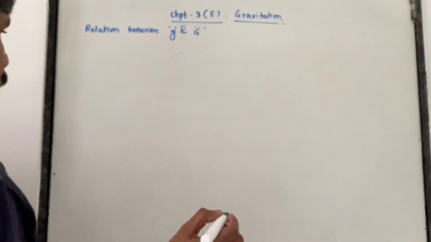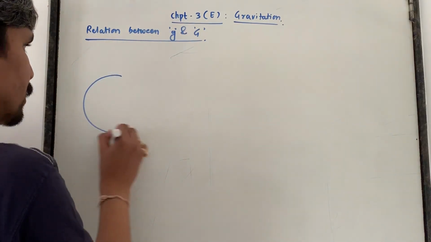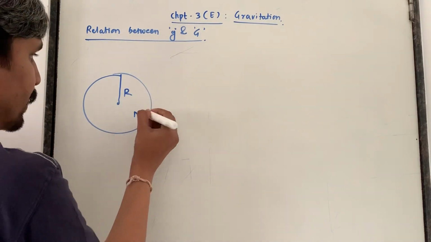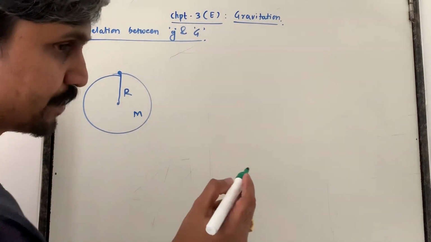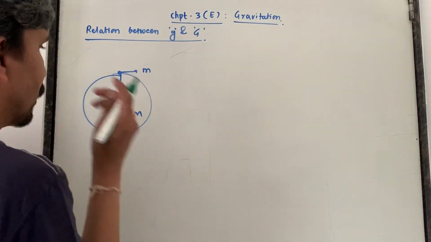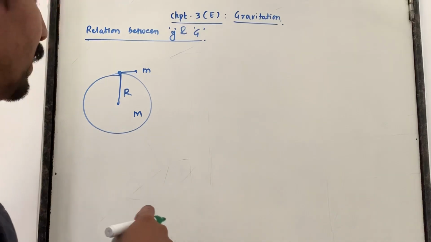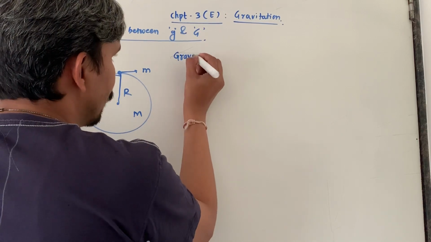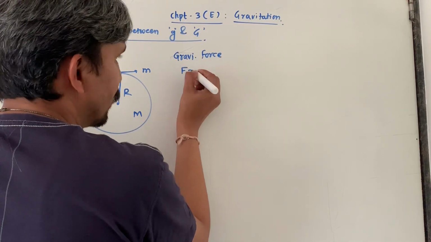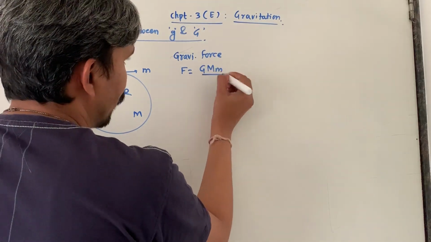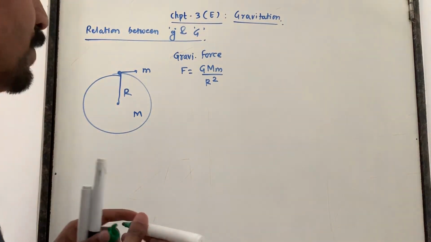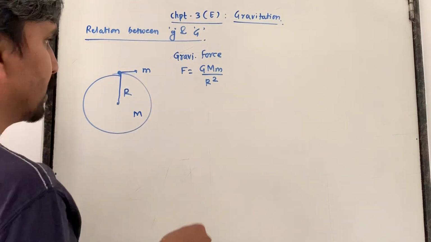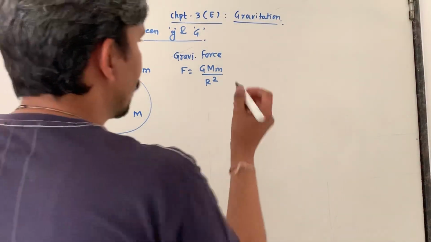Check. Consider a body. So this is our Earth of radius R, right? Mass m, this is the body kept on the surface of Earth. Mass of this body is m, mass of Earth is capital M, radius is capital R. Now according to Newton's law of gravitation, gravitational force F is equal to G M m upon R square, because the gravitational force is G m1 m2 upon r square. m1 is capital M, m2 is small m, and distance r was capital R. This is equation number 1.